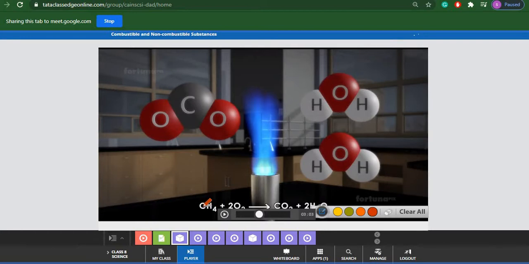And this is the reaction where CH4, that means methane, reacts with 2 moles of oxygen, that is 2O2, and it will form CO2, that means carbon dioxide, as well as 2H2O. Clear?